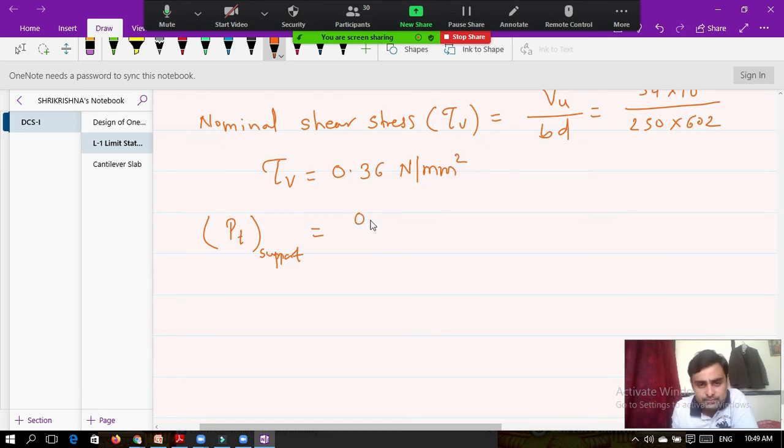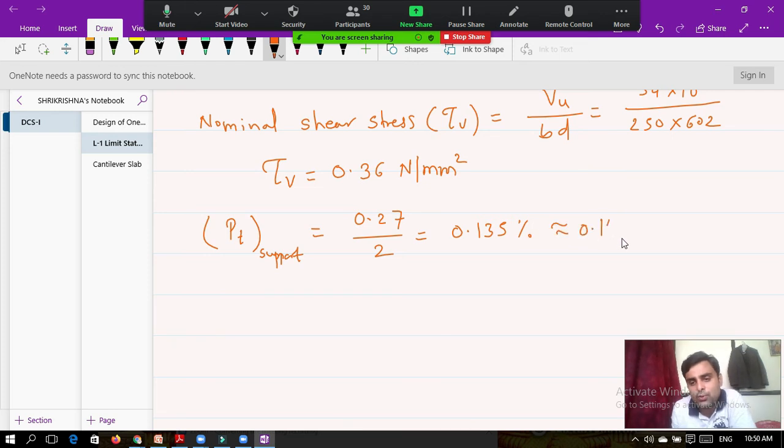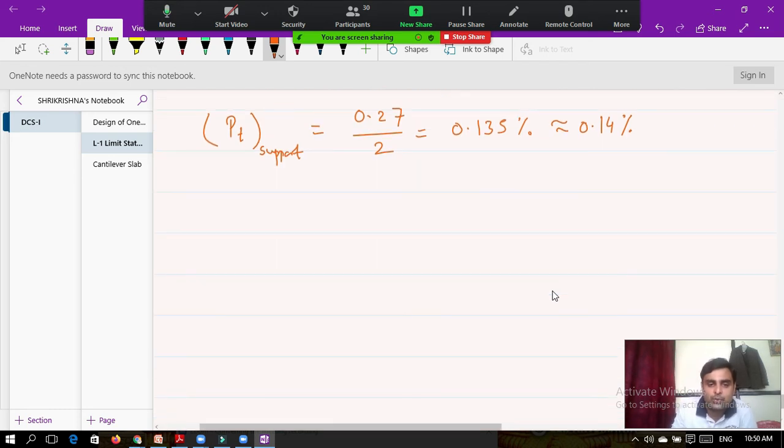So here 0.27 divided by 2. What is the answer? 0.135%, so we can say that it is 0.14%. Okay. Now calculate the allowable shear stress, that is tau c. Okay, calculate the allowable shear stress.